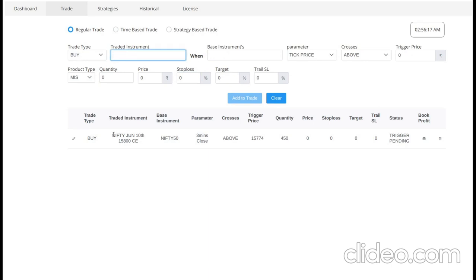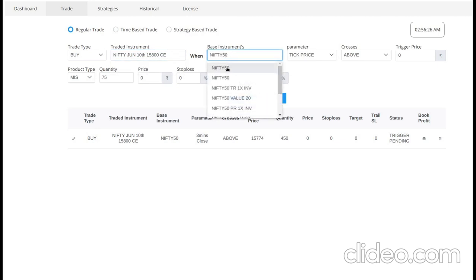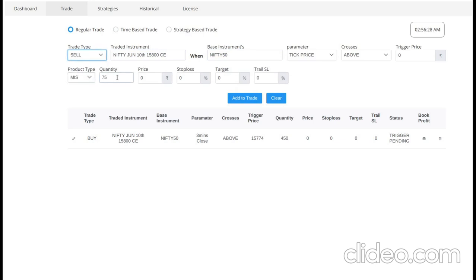just do the same thing. And Nifty 50, you want to sell it, and what is the quantity? 450 quantity. Whenever the tick price crosses above 15,800, you think that that is the maximum level it can go up. And then if you save this, then you have two legs. This one is the initial leg, and this one is the second leg.